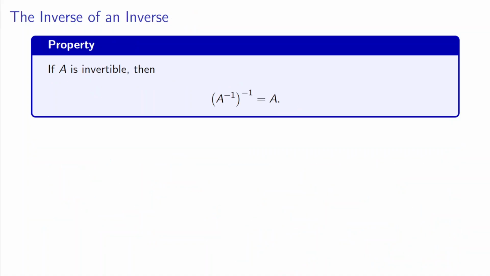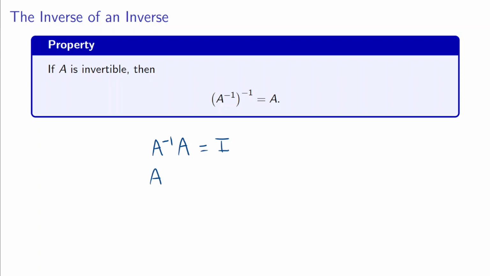Next one we're going to look at here is the inverse of an inverse. So if A is invertible, then the inverse of A is also invertible, and the inverse of A inverse is just A. And this one's not too hard to show. If we wanted to prove this, we want to prove that A inverse inverse is A. So we'd have to multiply A inverse by what we're claiming its inverse is, which is A, and we immediately see that we get the identity.